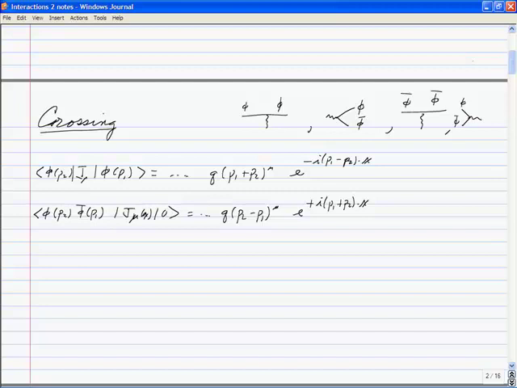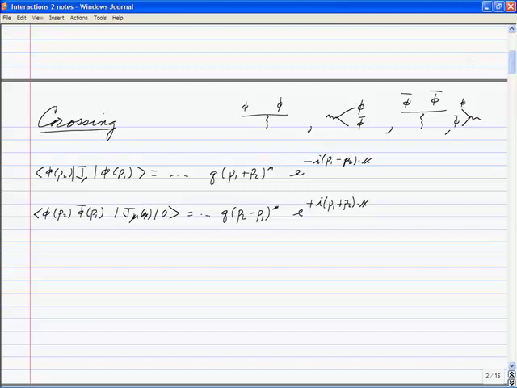And I've flipped the particle in the initial state to an antiparticle in the final state. So that's the name of crossing. I've crossed this, that's how you would say it. I've crossed the particle into the final state. It becomes an antiparticle in the final state. And the matrix element just flips that sign there.